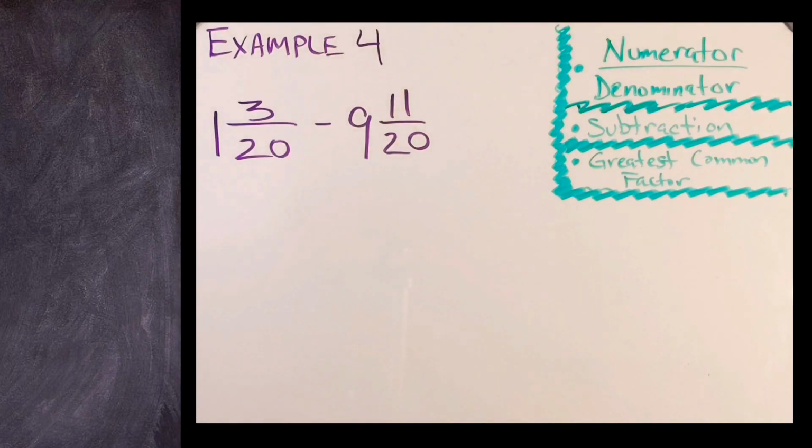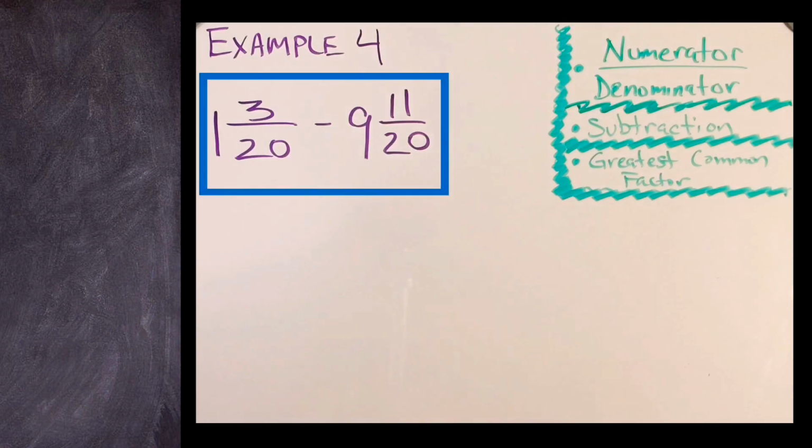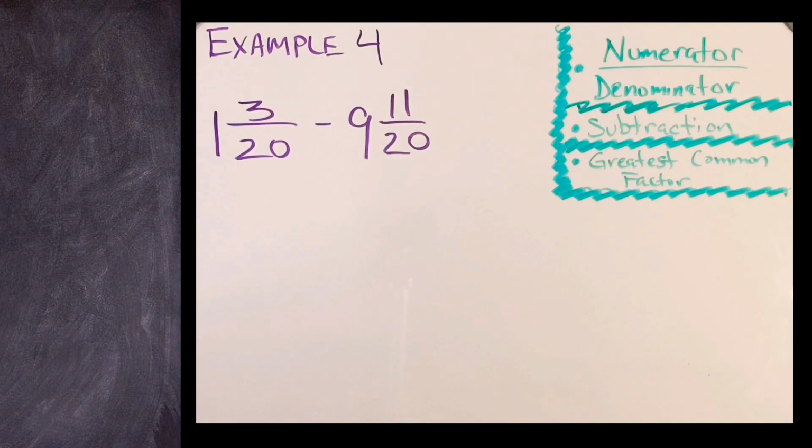Okay, so our final example for today is going to be 1 and 3 over 20 minus 9 and 11 over 20. Or you could say 1 and 3/20 minus 9 and 11/20. They mean the same thing. Now let's cover up the whole numbers because we're going to work with the fractions first and then combine the whole numbers later. All right.